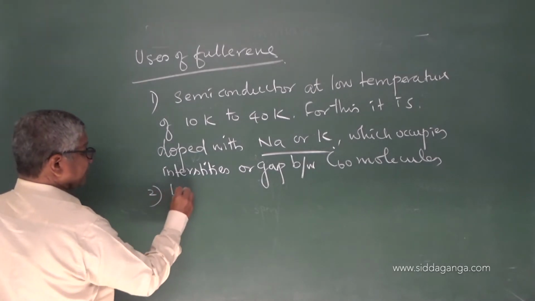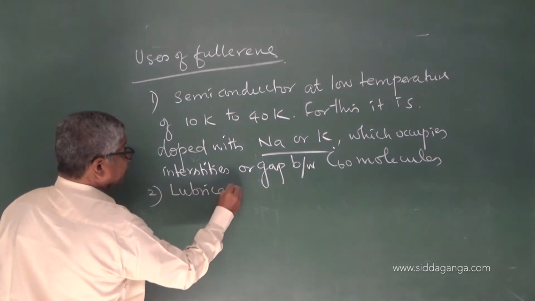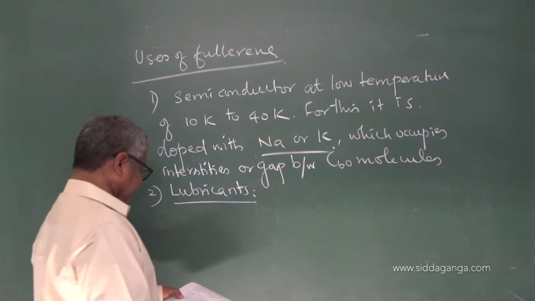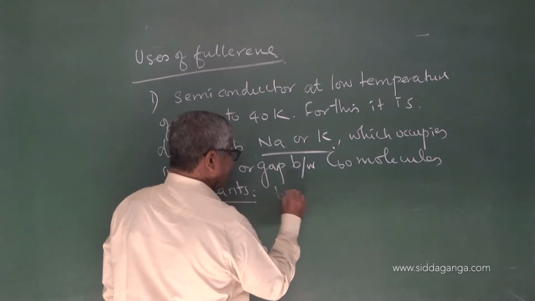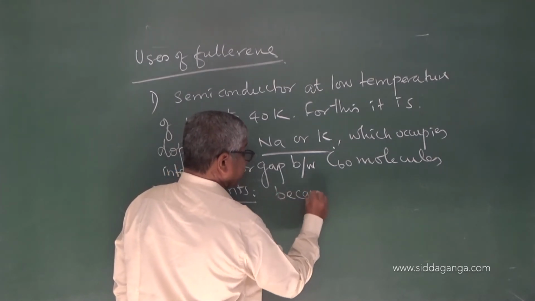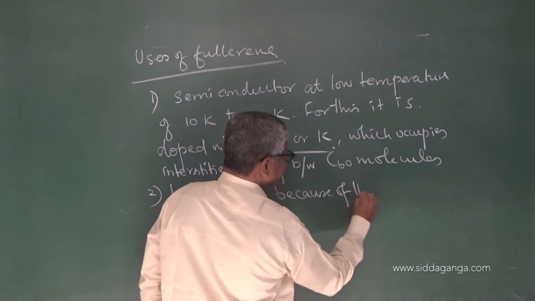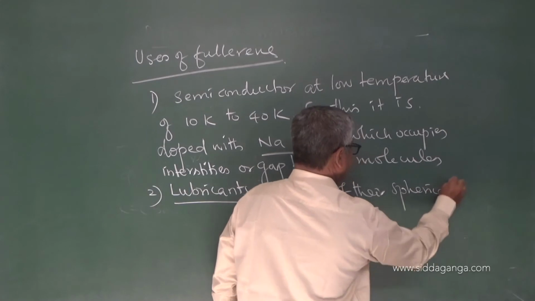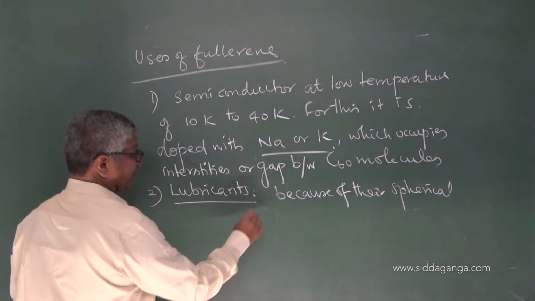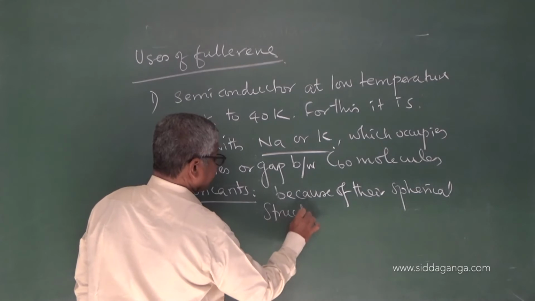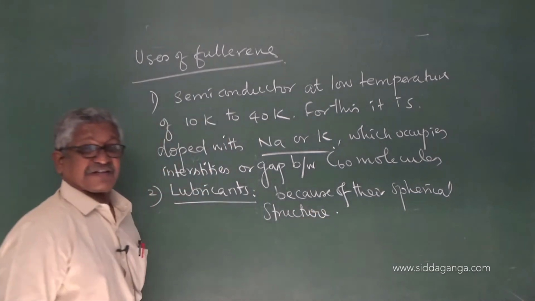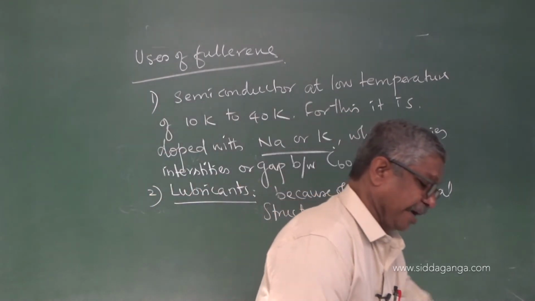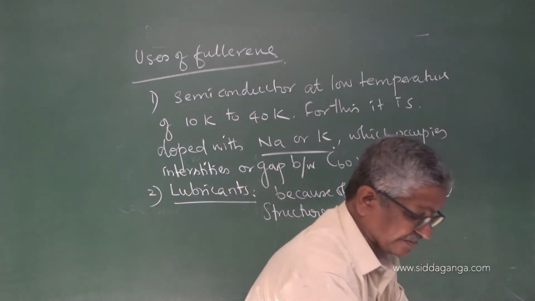Second, it is used as a lubricant because of the spherical structure. So this is about fullerene 60 and fullerene 70.